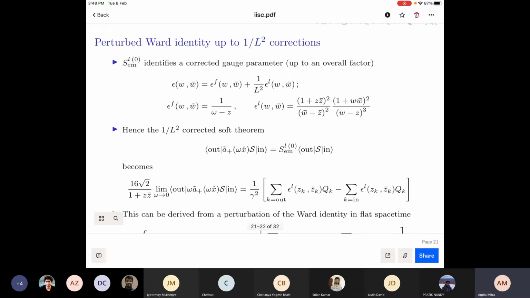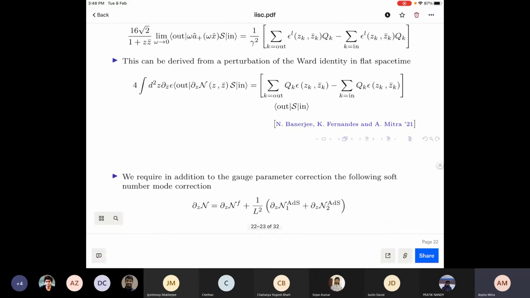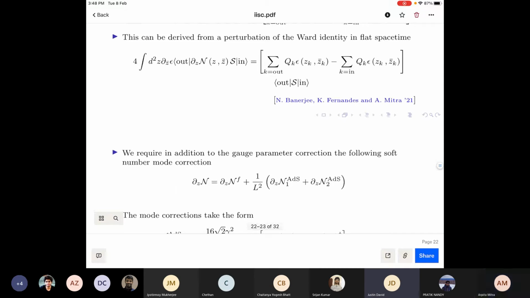One thing is that it is not holomorphic like the flat spacetime anymore. Now there is a mixing between the holomorphic and anti-holomorphic parts. But in the end, we can retrieve the 1/L² corrected soft theorem, provided that our soft photon mode... Z is a coordinate on the celestial sphere, yes.